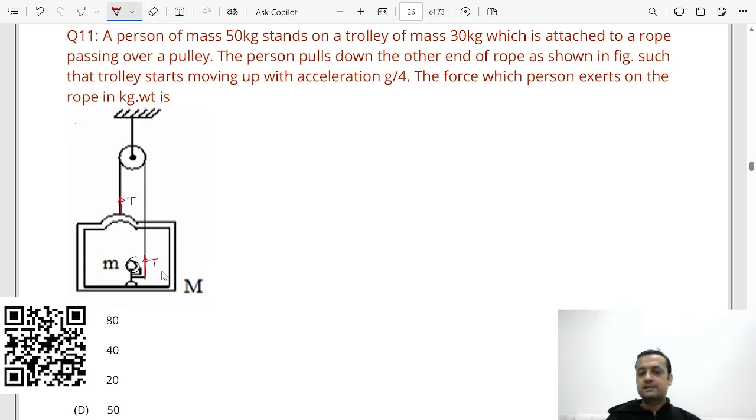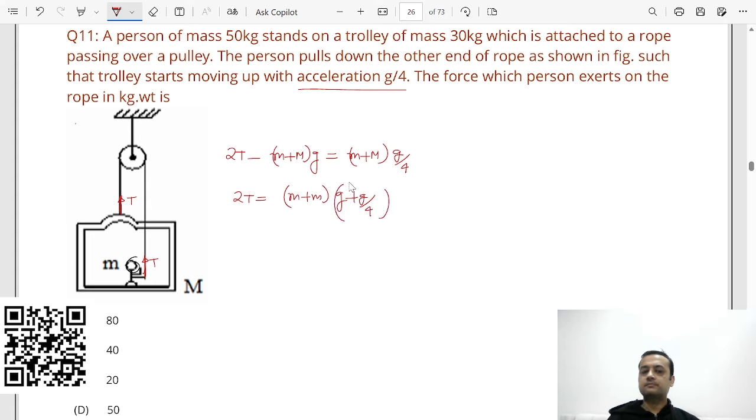Now if you consider person plus trolley as a single system, what are the forces? T here and T here. So the total force acting upward is 2T, and minus (M plus m)g is the downward force. That should be equal to the mass times acceleration. Whatever is the acceleration of the trolley will also be the acceleration of the man. The question says the acceleration should be g by 4 in the upward direction. So 2T will be equal to (M plus m)(g plus g by 4).